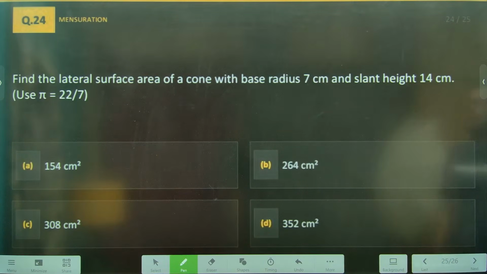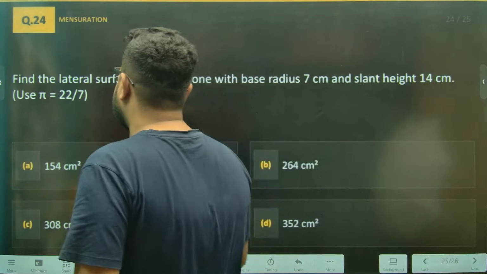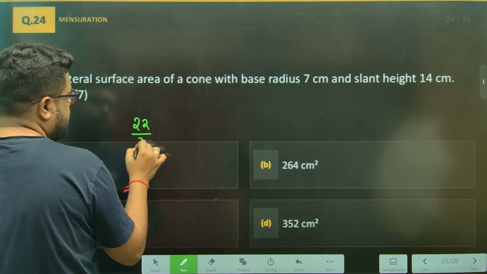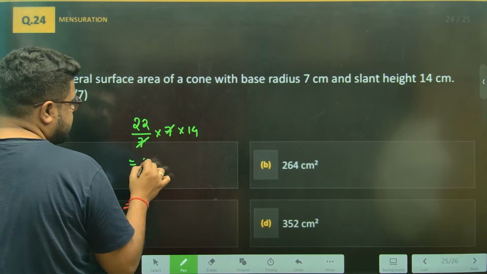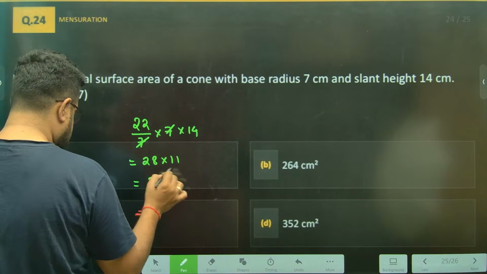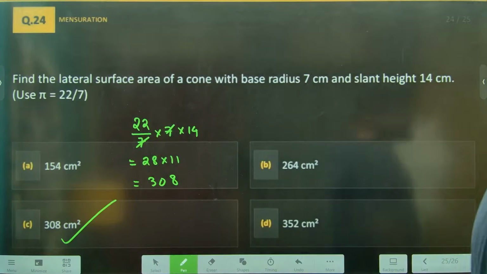Next one, sir. Lateral surface area of a cone with base radius and slant height given. Lateral surface area is what, sir? Pi r l. r is 7, l is 14. So this is 28 into 11, 308. Sir, option number C once again is the correct answer.